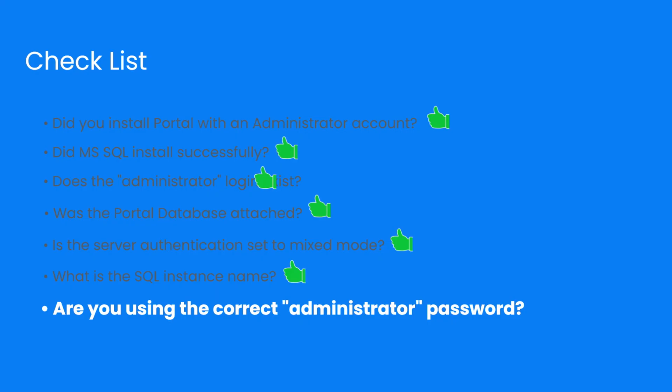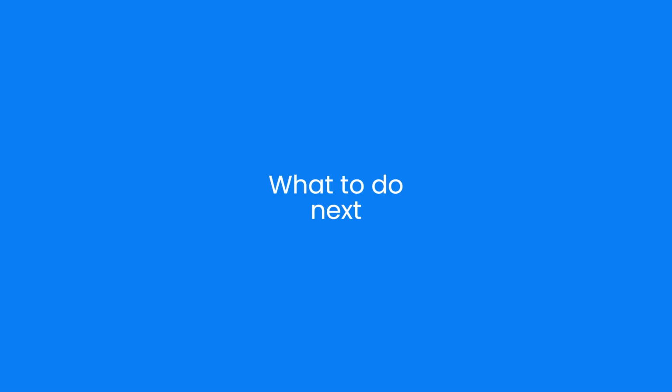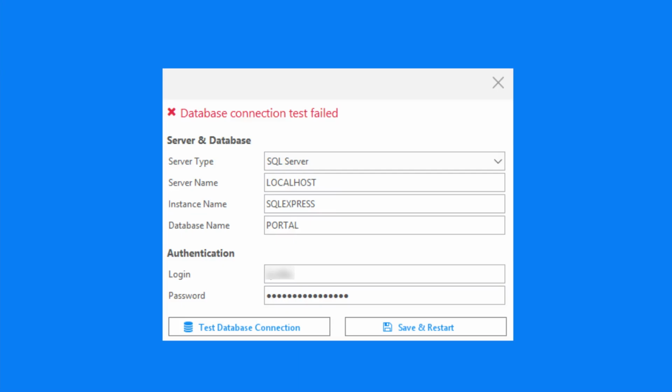Are you using the correct administrator login password? The password entered here must match the password of the administrator login created in SQL Server Management Studio. What to do next? Once you have done all your checks like server name, instance name, etc., you can retype the password for administrator login and click on Test Database Connection.